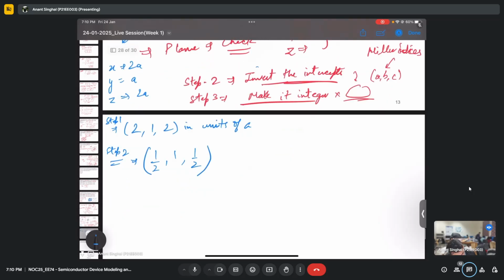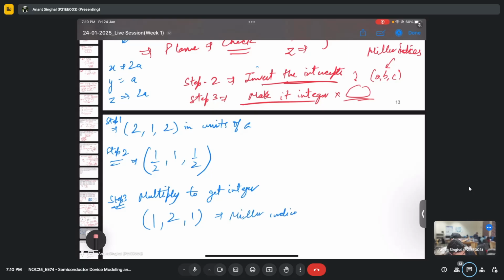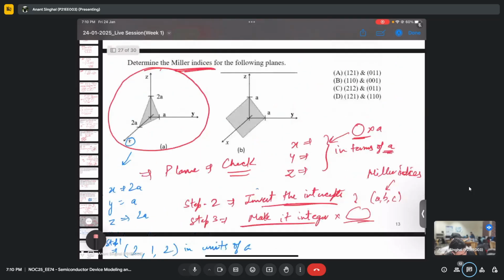Then we need to multiply it. Step 3 is multiply to get integers. I guess the LCM is 2, so I'll multiply everything by 2, so it is 1 comma 2 comma 1. So this is nothing but the Miller indices.